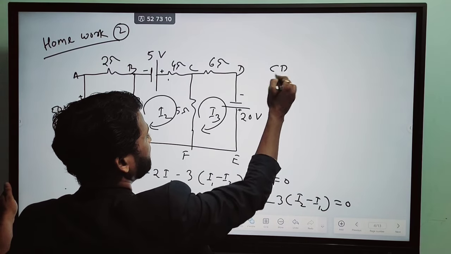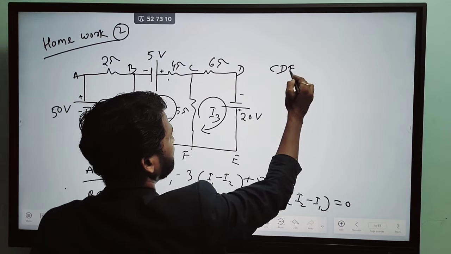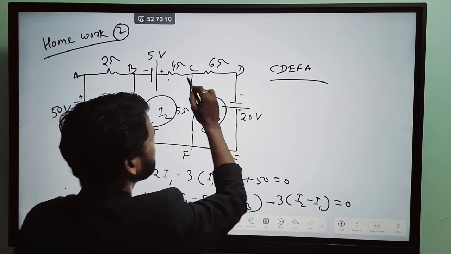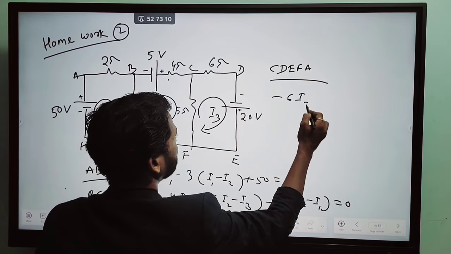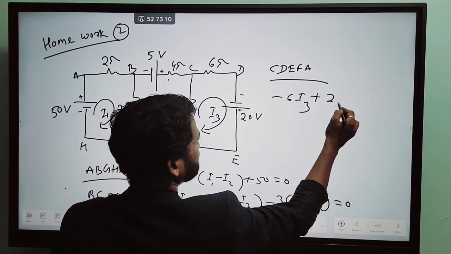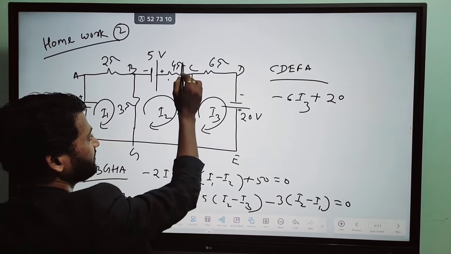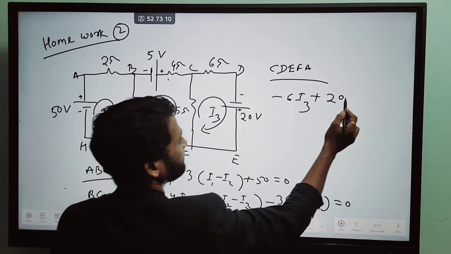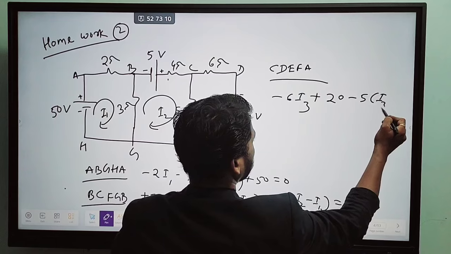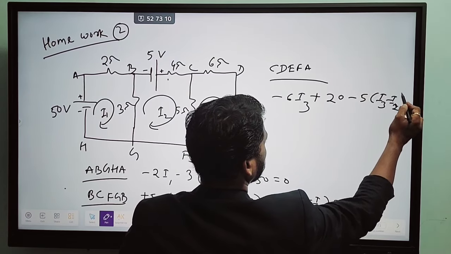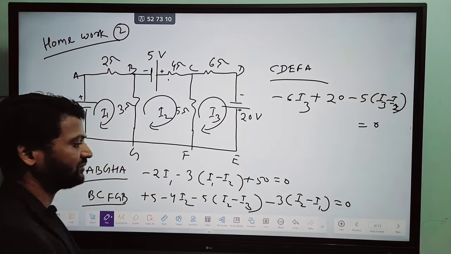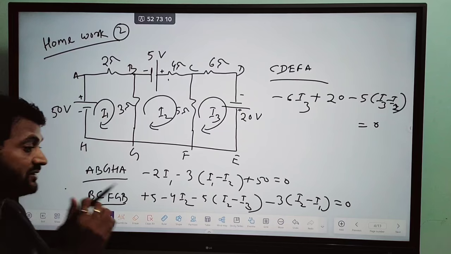Third equation, look. C, D, E, F, A. C to D is minus 6 I3, rising potential means plus 20, then F to C is I3 minus I2. So it will be minus (I3 minus I2) will be 0. So you have 3 equations, you can solve them and get the answer.